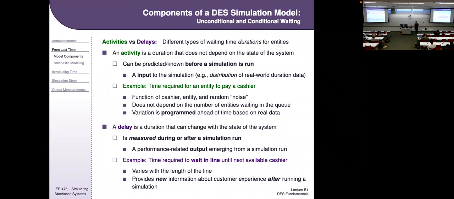Are there any questions now about this distinction between delays and activities? Does it make sense what I mean, that we know activities ahead of time? They can be random, but we at least know the parameters of the distribution ahead of time. Whereas delays, we really don't know until we run the simulation.